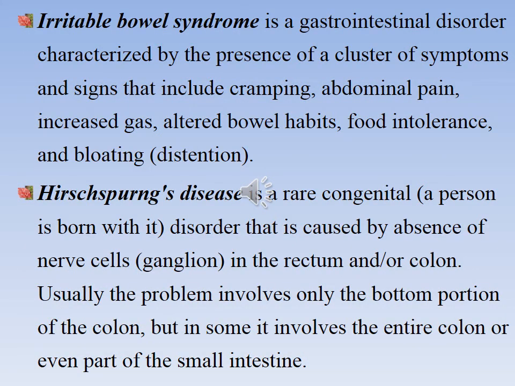Irritable bowel syndrome is a gastrointestinal disorder characterized by the presence of a cluster of symptoms and signs that include cramping, abdominal pain, increased gas, altered bowel habits, food intolerance, and bloating. Hirschsprung's disease is a rare congenital disorder, meaning a person is born with it. It is caused by absence of nerve cells, ganglia, in the rectum or colon. Usually the problem involves only the bottom portion of the colon, but in some it involves the entire colon or even part of the small intestine.